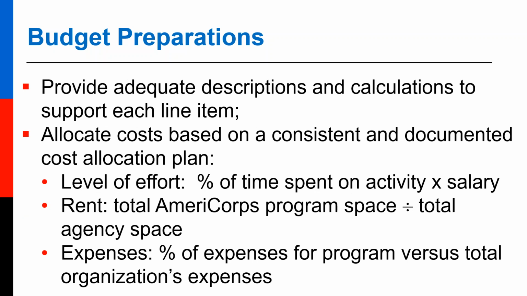You also have to provide adequate descriptions and calculations to support each line item and allocate costs based on a consistent and documented cost allocation plan. For example, the level of effort should be a percentage of the time spent on AmeriCorps times the salary. For rent, you would take the total AmeriCorps program space divided by the total agency space. And lastly, for expenses, the percent of expenses for the program versus your total organization or agency's expenses.